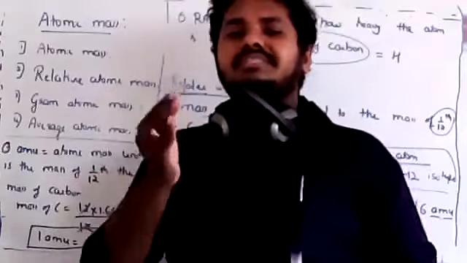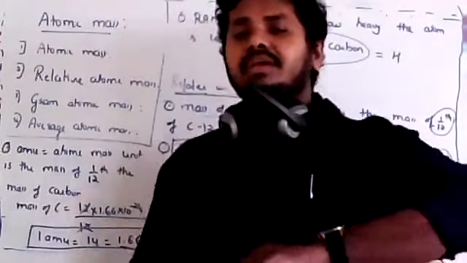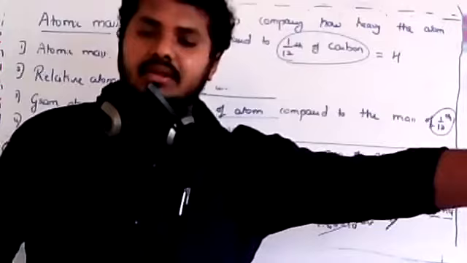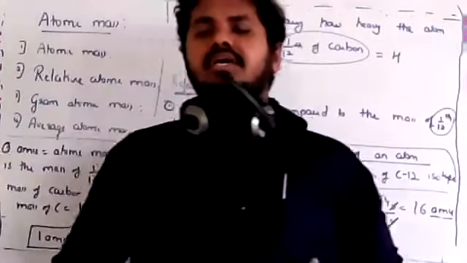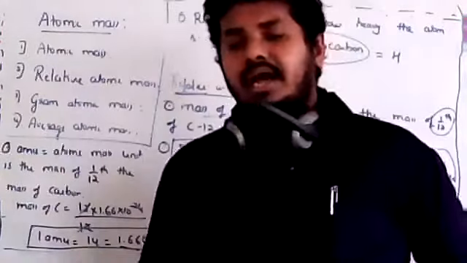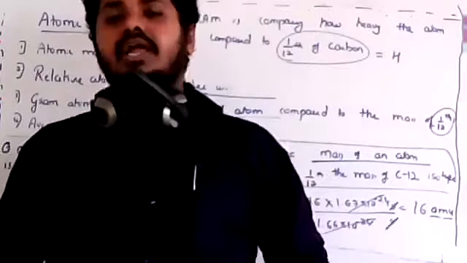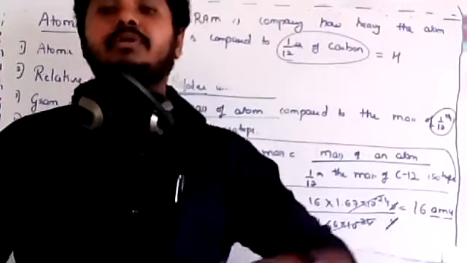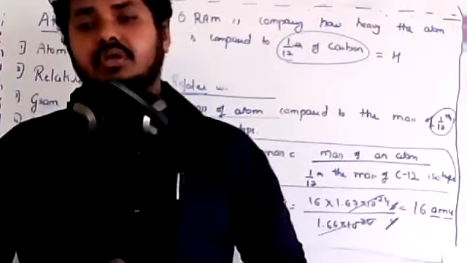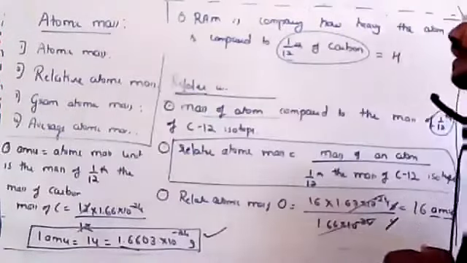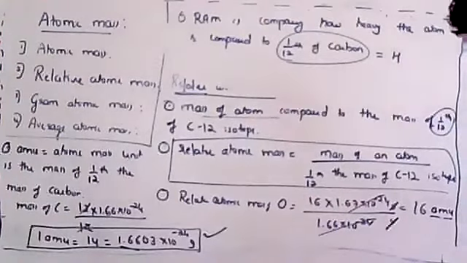If hydrogen is this much heavy, like 1 kg, oxygen would be 16 times heavier. Are you getting my point? It means if hydrogen is 1 gram, oxygen would be 16 times heavier, nitrogen would be 14 times, sodium would be 23 times. That comparison we call relative atomic mass. Students, is that clear?